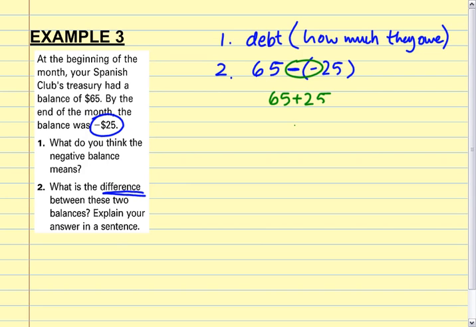Evan, what is that? 90. It's $90. But what does that $90 mean? The first balance was 65. The second balance was negative 25. Their difference is $90. What is that $90? What do you think, Elise? They spent $90. They spent all the money they had, plus $25 more that they didn't have. They borrowed from someone. Okay, so $90 spent.